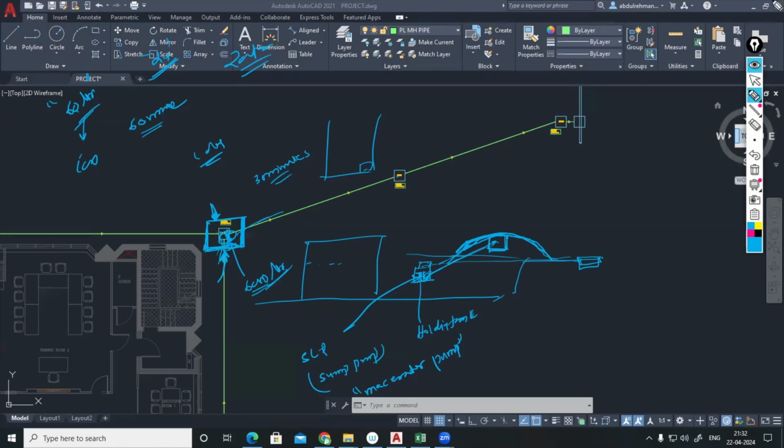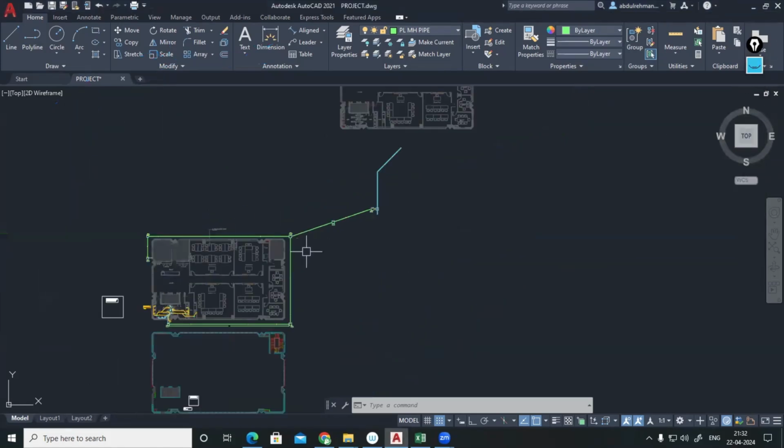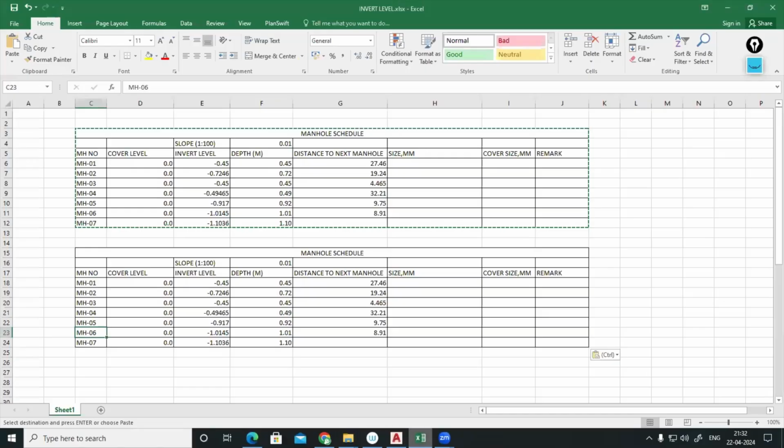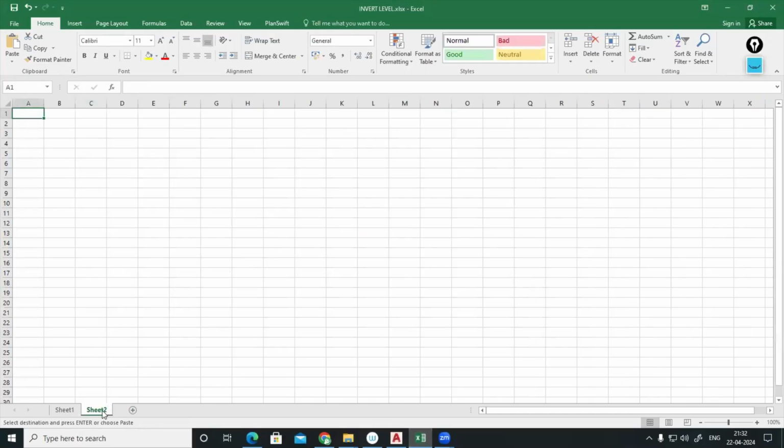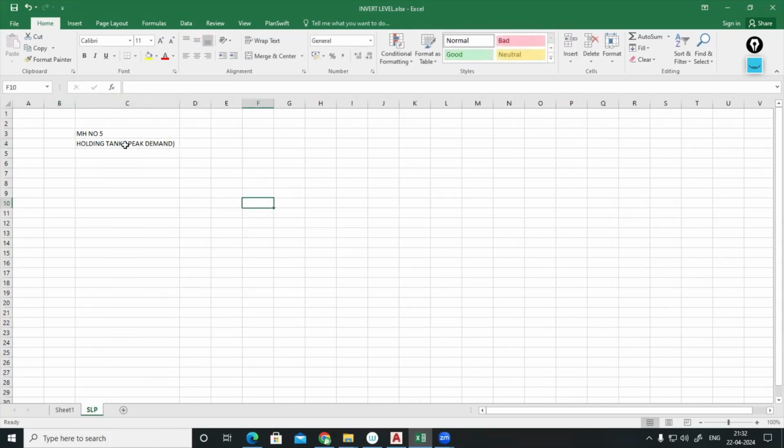For example, this is an office building. In the office building, we have 450 people. Sewage lifting pump, pump flow rate. Or manhole number 5, let's say, you should make as a holding tank. You have to make it like a holding tank. But the holding tank you can size with respect to the peak demand. We can follow a thumb rule.